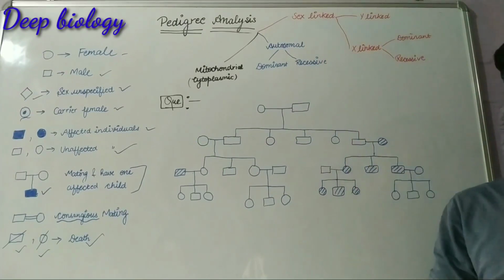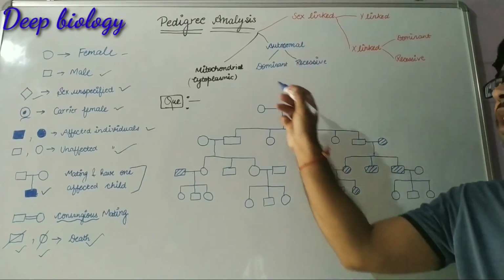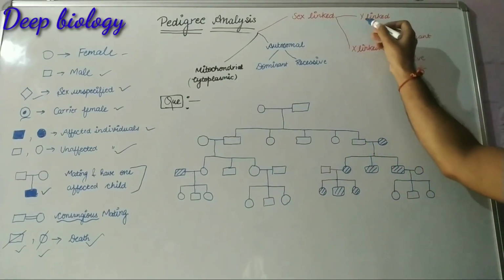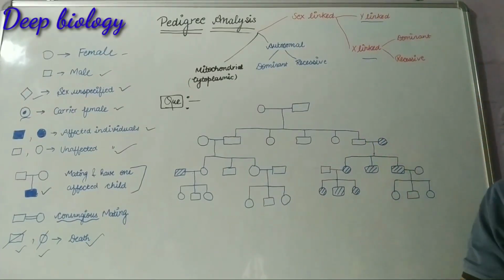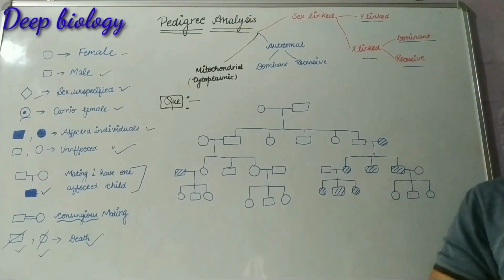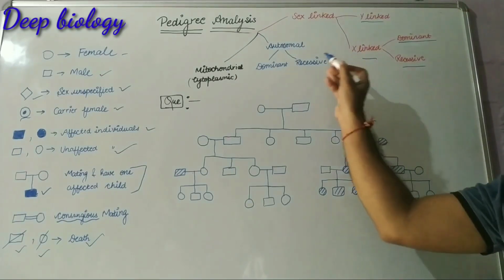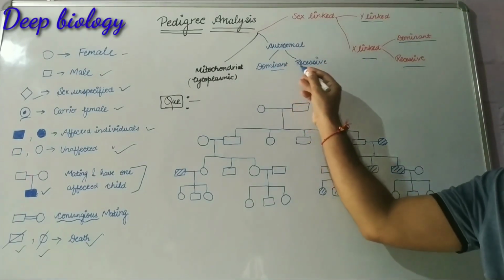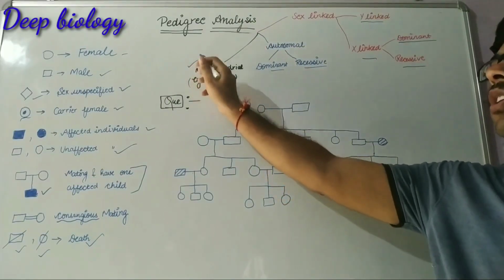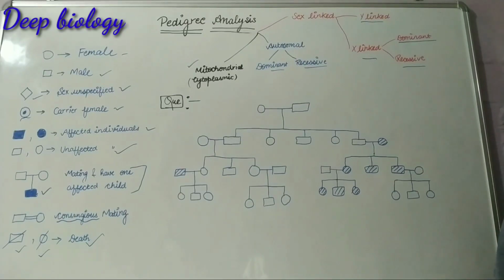There are three types of pedigree: sex-linked, autosomal, and cytoplasmic. The sex-linked is further divided into Y-linked and X-linked. The X-linked is further divided into dominant and recessive. In case of autosomal, there are two types: dominant and recessive. In cytoplasmic inheritance, there is mitochondrial or chloroplast inheritance. It means, as we know, that DNA is found in chloroplast or mitochondria.